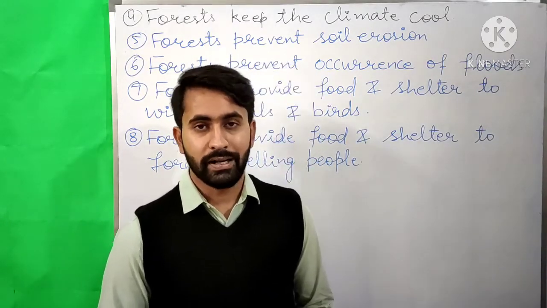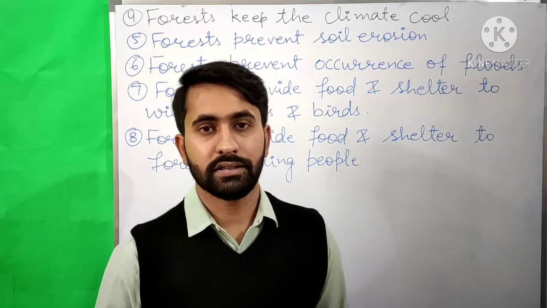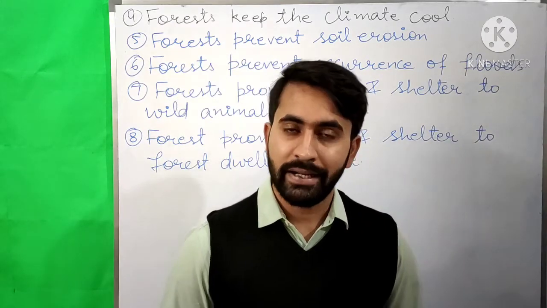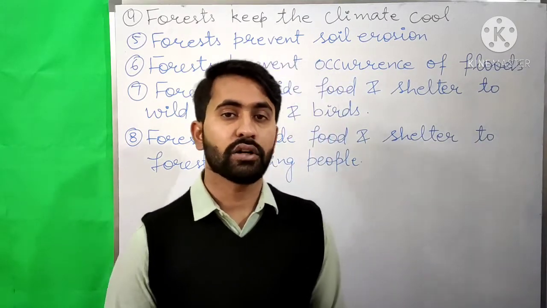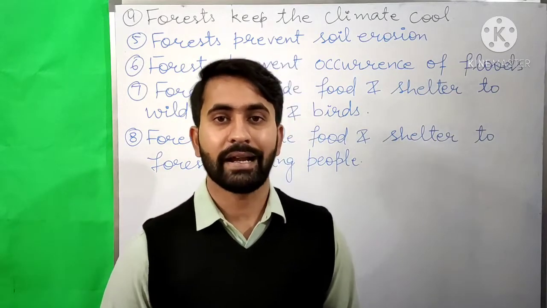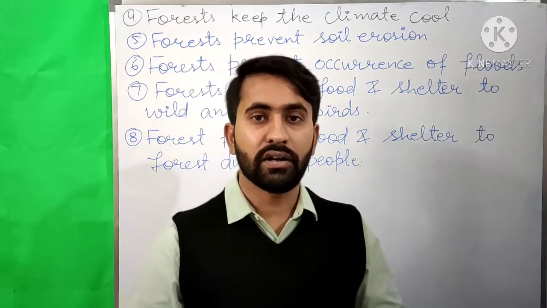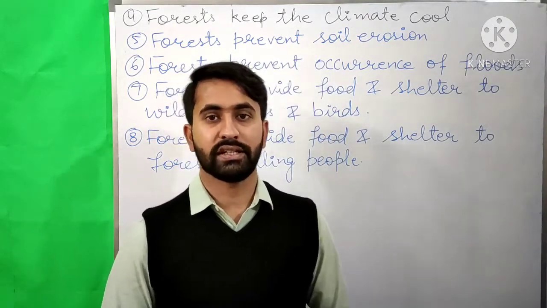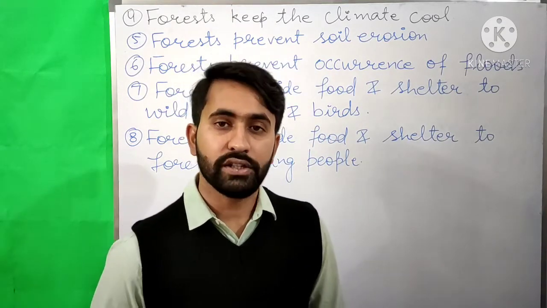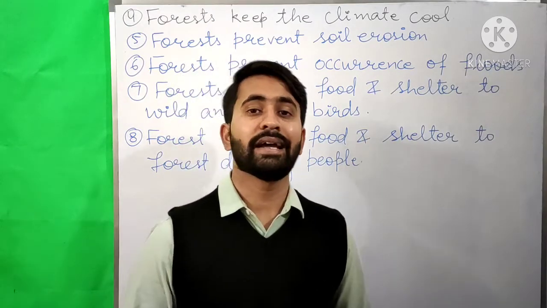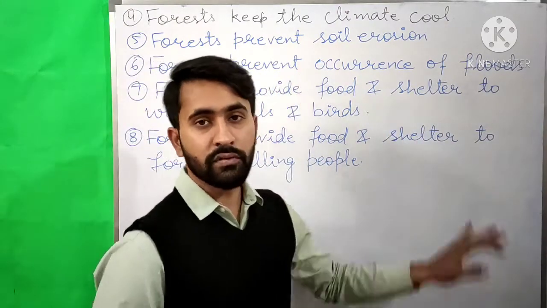The roots of the plants and the trees that grow in the forest bind the soil particles and keep them together. Due to the binding of soil particles, the strong winds and flowing rainwater are not able to carry away the topsoil, and hence soil erosion is prevented. The canopy, that is the cover of the trees and many layers of vegetation in the forest, decreases the effect of the rain on the soil, due to which the soil does not become loose, and hence soil erosion is prevented. The forest also prevents occurrence of floods.